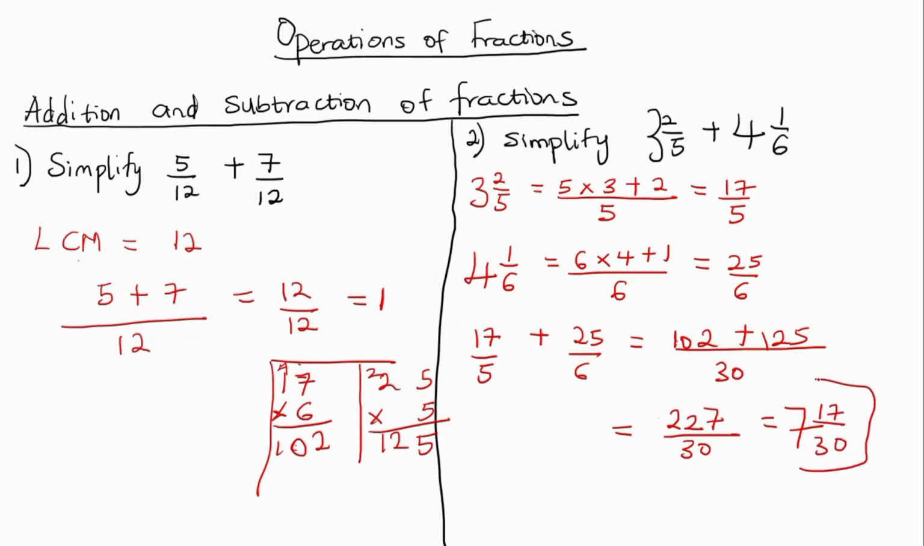So guys, this is the answer. Alright, so this is how you can easily simplify mixed numbers using addition of fractions. The first thing you do is convert to an improper fraction, you look for the LCM, and you add. So let's take a look at the next examples we have right here.